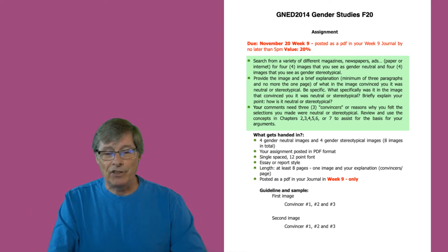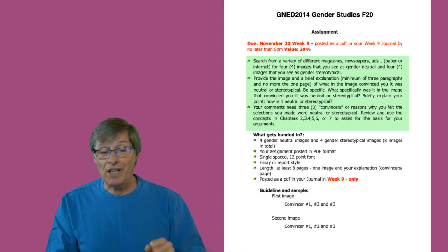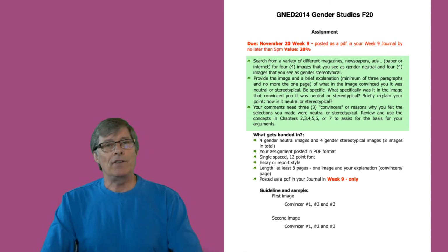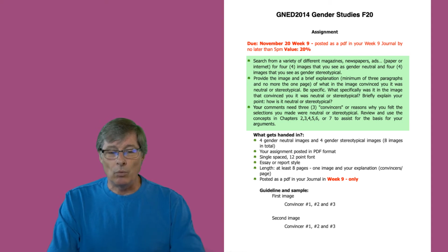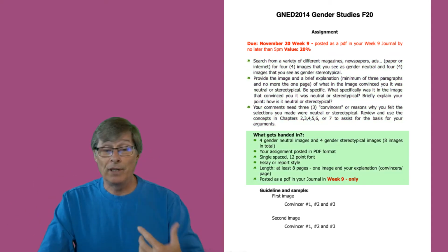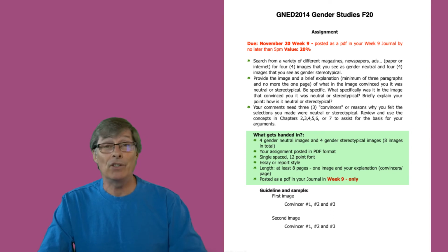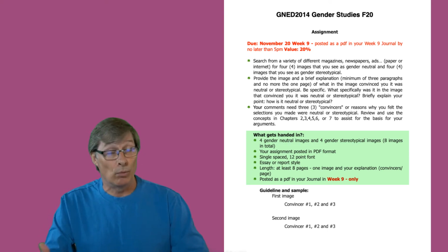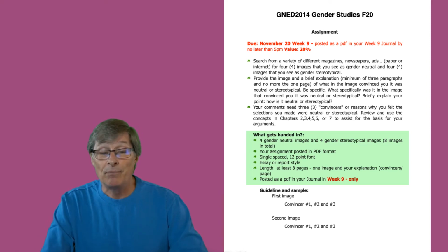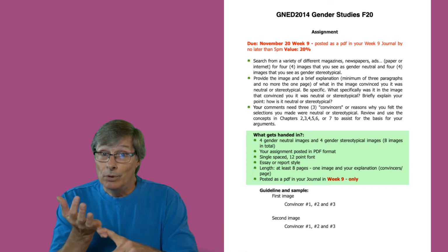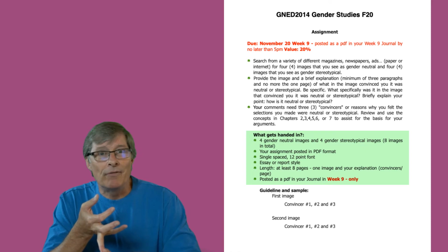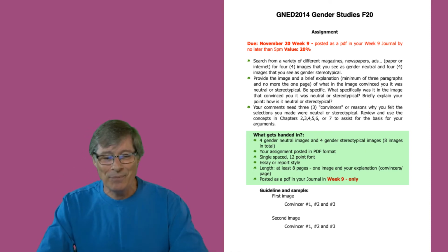Now what I've indicated is that chapters 2, 3, 4, 5, 6, or 7 can assist you in making these determinations. When you do find these images, if you scroll down, you'll find what gets handed in, where you're getting 4 images. So put an image on each page. So you'll have 8 pages. Size the image so that it allows you to do at least 3 paragraphs. I want there to be enough, and I've given you a sample. We'll get to that on page 3. PDF only. Single space, 12 font, so I'm not looking for double space, 30 font. You've got to keep it reasonable.